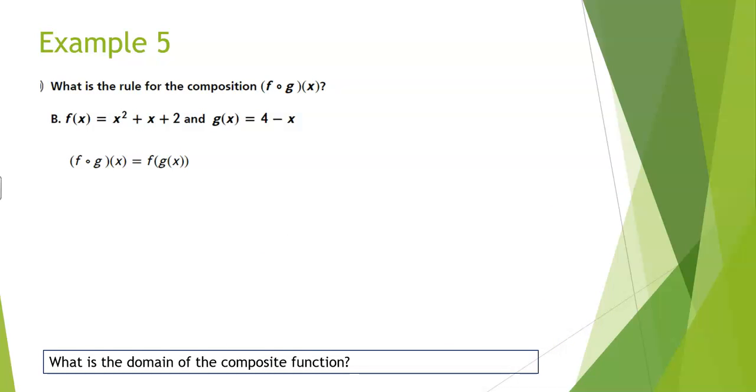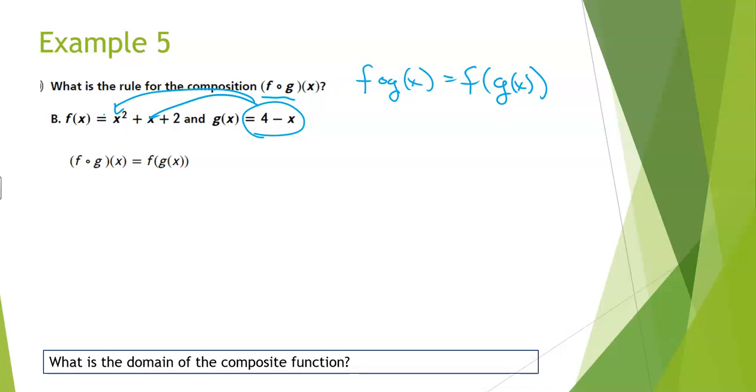Now let's look at this and see what it means. Again, this little circle, f of g of x, is the same thing as saying f of the g of x. So I take g of x, which is 4 minus x, and I put it in for every x into my f of x equation. It has to go in for every single one. So now, instead of x squared, I'm going to take 4 minus x and square it. And instead of just adding the x, I'm going to add 4 minus x, and then I do add the 2. So that's the same thing.